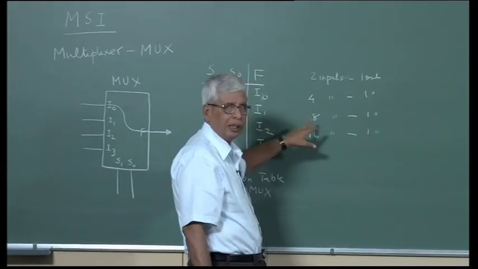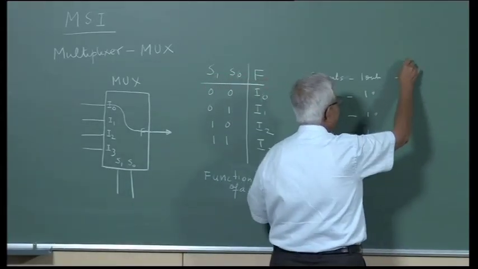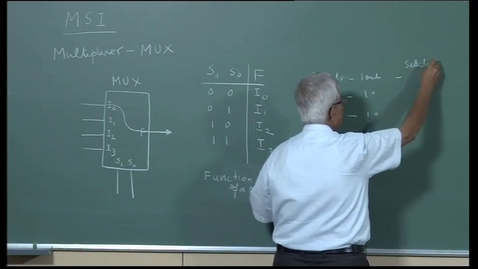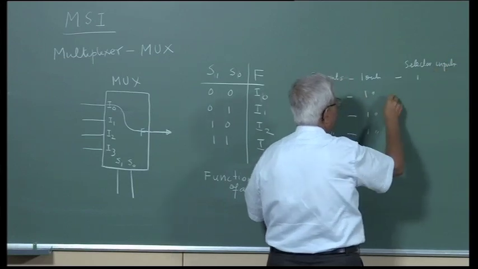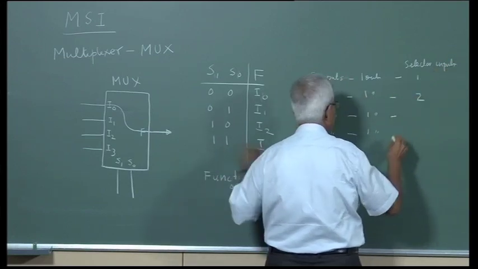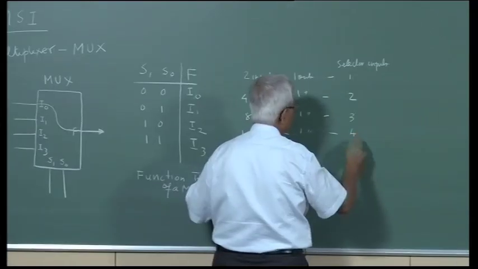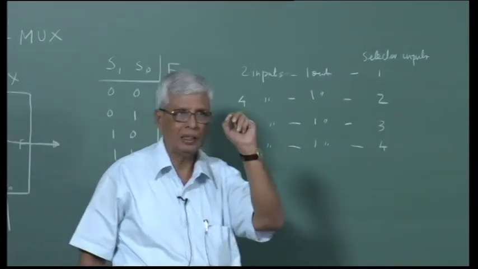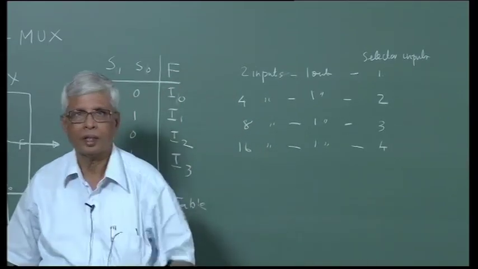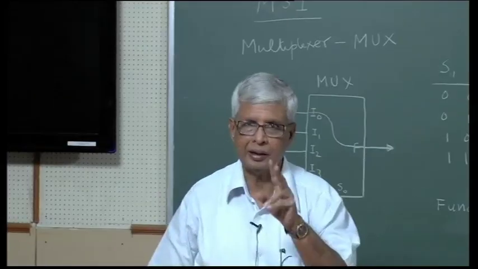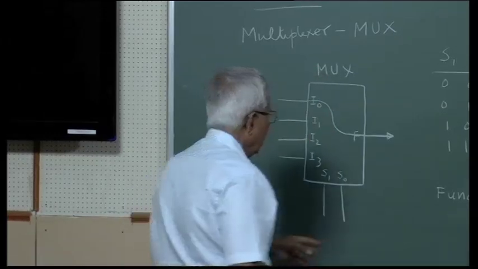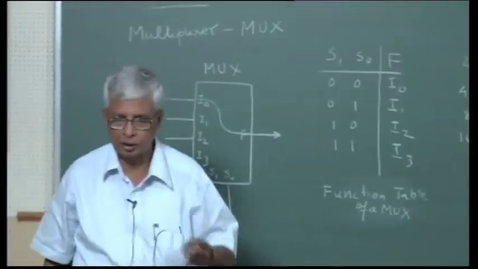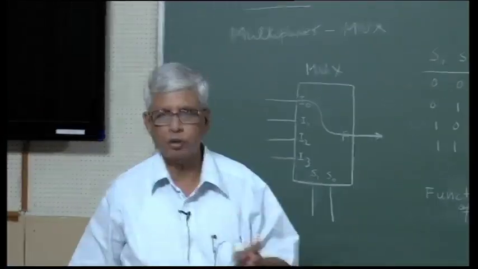Now a 2 to 1 multiplexer will have 1 selector line. This will have 2 selector lines, as we said, this will have 3, this will have 4. If it is really 2 inputs, I should select either this or that, so I need only 1 input as selector. If I have 4 inputs, I need 2 inputs as selectors because it has to be 0 0, 0 1, 1 0, 1 1. For 8, of course, I need 3: S0, S1, S2, with values 0 0 0, 0 0 1, and so on.